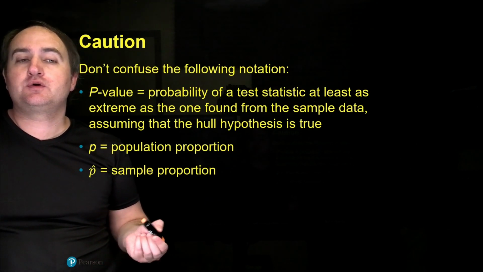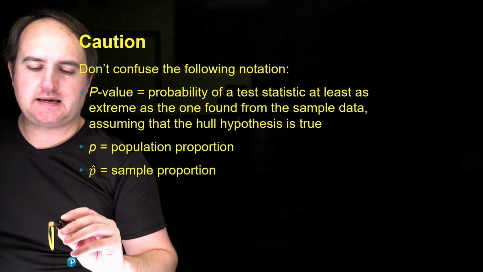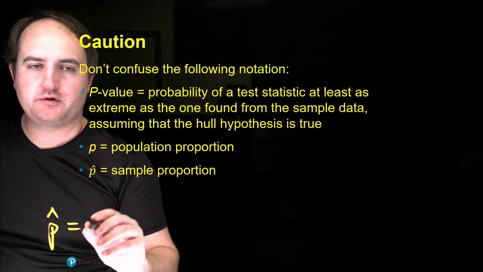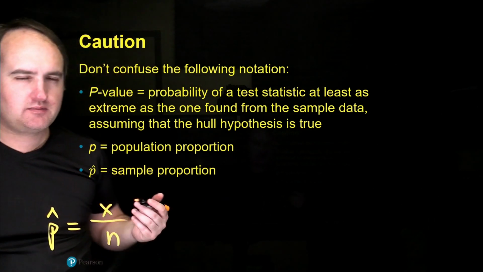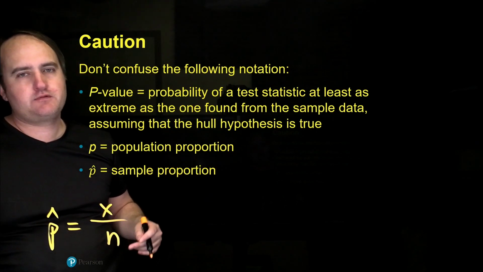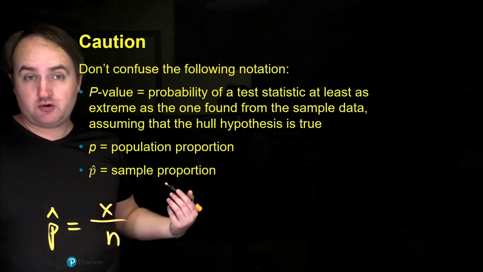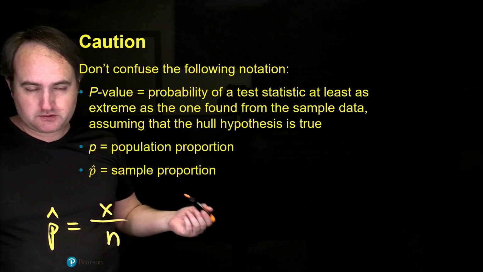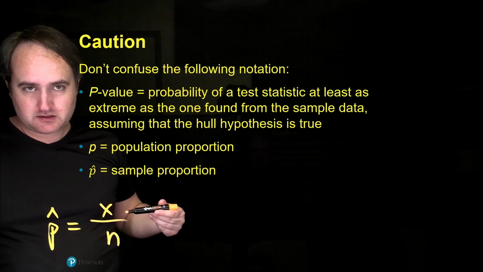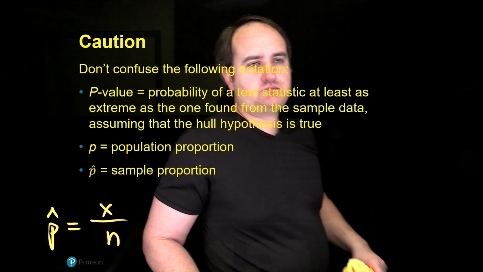And remember, if they don't give you p hat in the problem, just recall we've seen p hat before, and the formula for p hat equals x over n. Back in my videos from chapter 5, we talked about the binomial distribution. P hat is the sample proportion, so it's the number of successes x over the number of trials n.